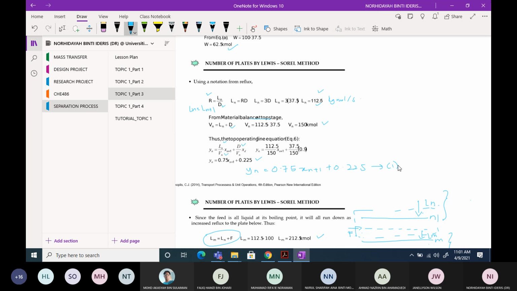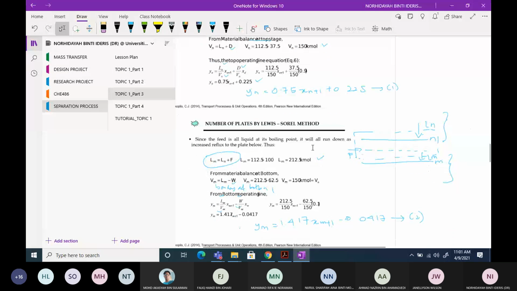Now we go to the number of plates by Lewis-Sorel. Now we go to the second operating line. We want to evaluate the second operating line. It is stated here that since the feed is all liquid at its boiling point, it will run down as increased reflux to the plate below.